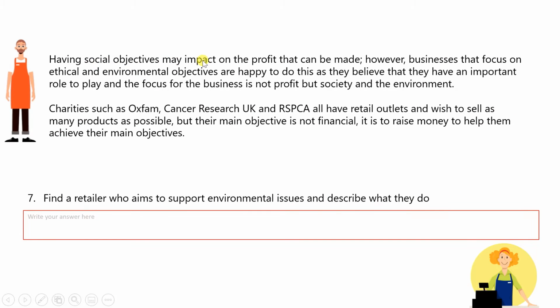Having social objectives may impact on the profit that can be made. However, businesses that focus on ethical and environmental objectives are happy to do this as they believe that they have an important role to play and the focus for the business is not profit but society and the environment. Charities such as Oxfam, Cancer Research UK and RSPCA all have retail outlets and wish to sell as many products as possible, but their main objective is not financial. It is to raise money to help them achieve their main objectives, their charitable objectives. Question 7. Find a retailer who aims to support environmental issues and describe what they do.